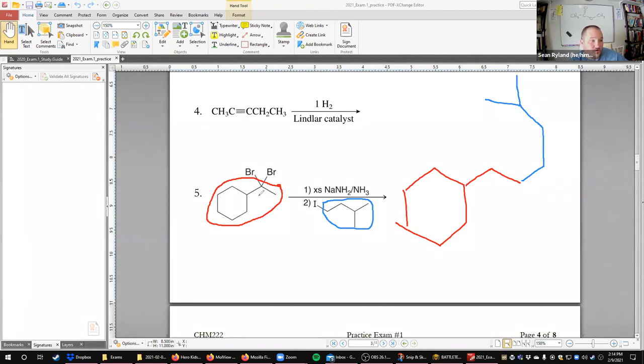You don't have to do it color-coded, but if you have the tools to do it color-coded, it might be helpful on the test. At the very least, just be paying attention to that.